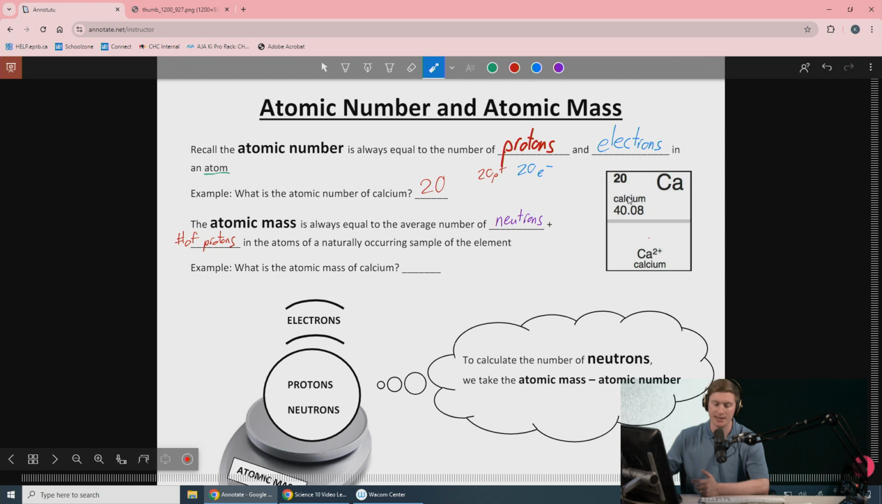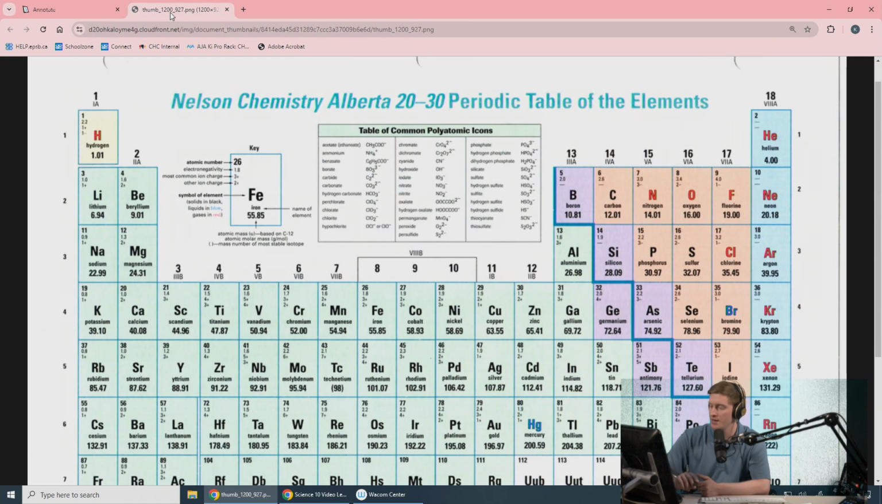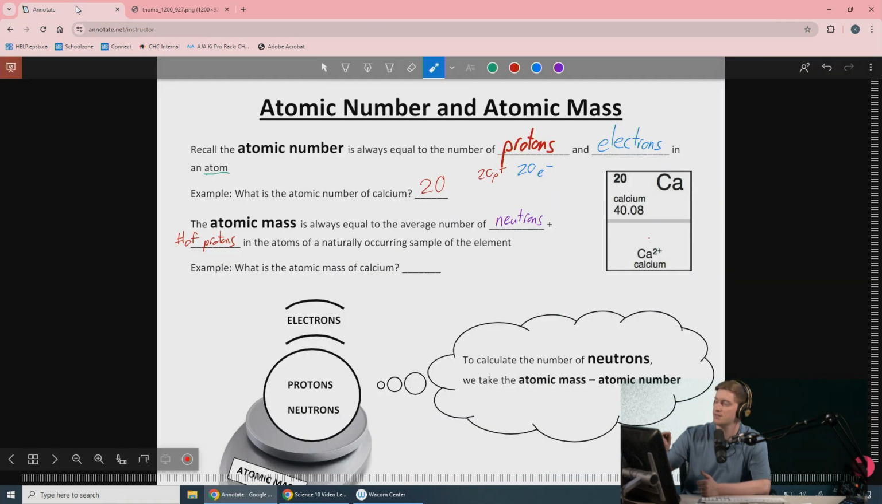And how do we get to that number? Let me show you here. First of all, we look at the atomic mass, which on your periodic table is right here. On the one that I'm using, it's on the bottom here. This is the atomic mass. It's going to be the decimal number because it has that average number of neutrons. The atomic mass of calcium is 40.08.